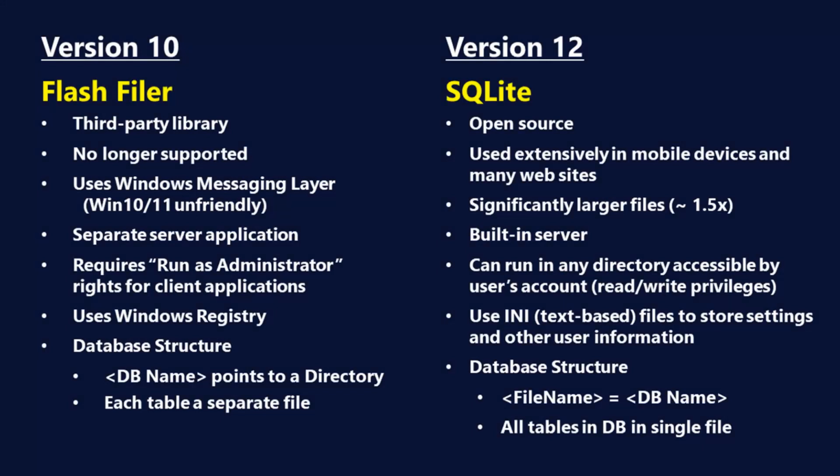The most important changes are moving from using the Windows registry to simple INI files, which are plain text, and from the FlashFiler database engine to SQLite. The legacy database relies on the Windows messaging layer for communications between server and client applications. Modern Windows security protocols make using FlashFiler difficult and problematic.